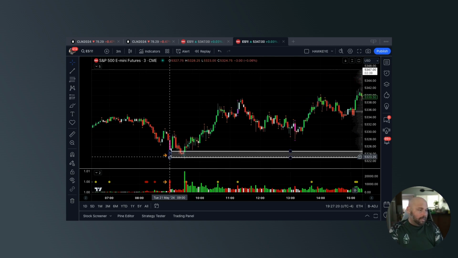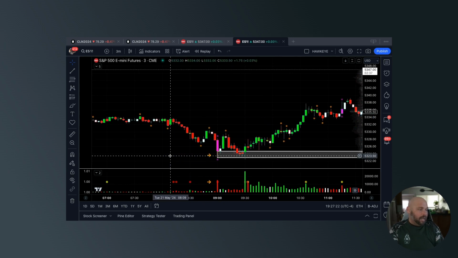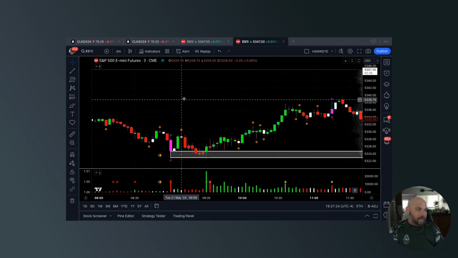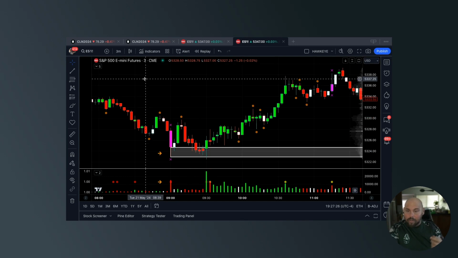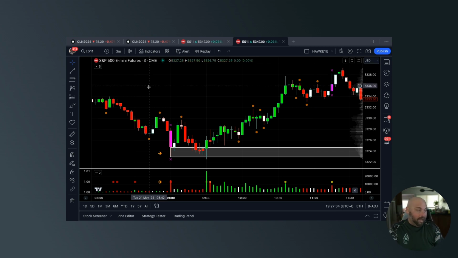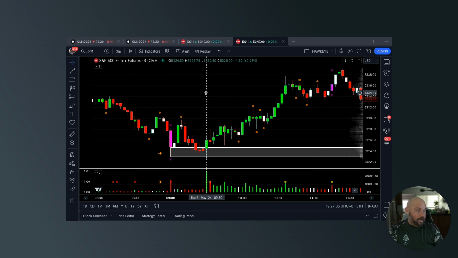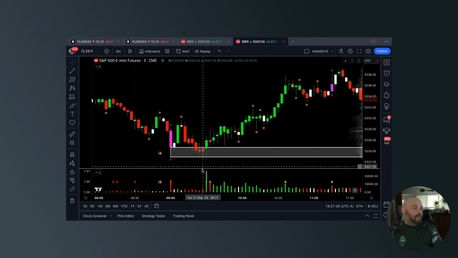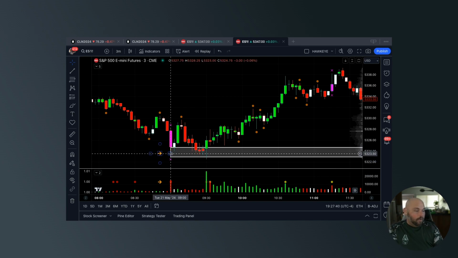So let's zoom in on this. Let's take a deeper dive into this price action. This is the S&P 500. This is a 3-minute chart, meaning each candle represents 3 minutes of price action. So of course we get the opening bell at 9:30. You can see ultra high volume came into play there. But what I was focused on was the 9 o'clock candle.